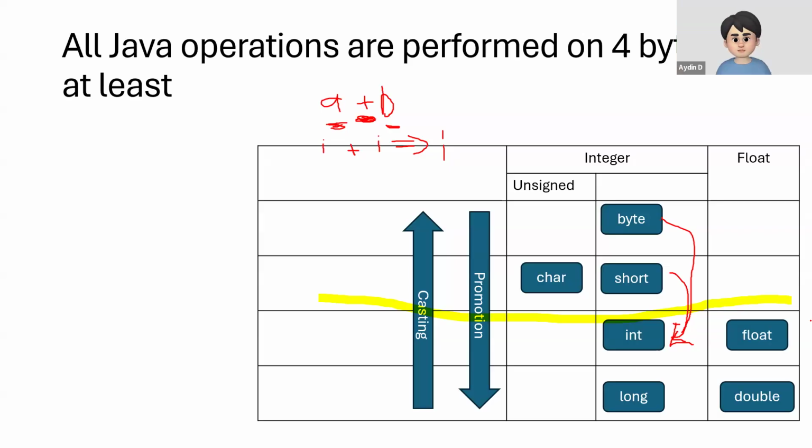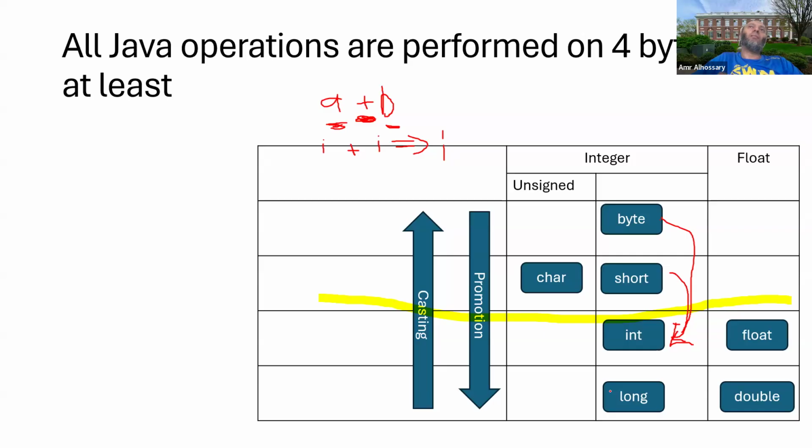That's why, when it was short and short, it was promoted to int. Okay, got it. Char and short, that will also be int? It will also be int. That's fine. Okay. Int and long, will that also be int?